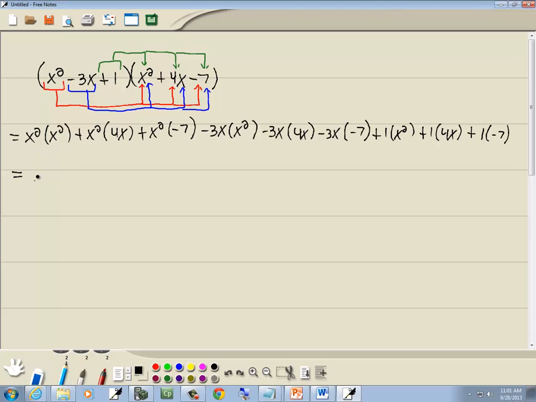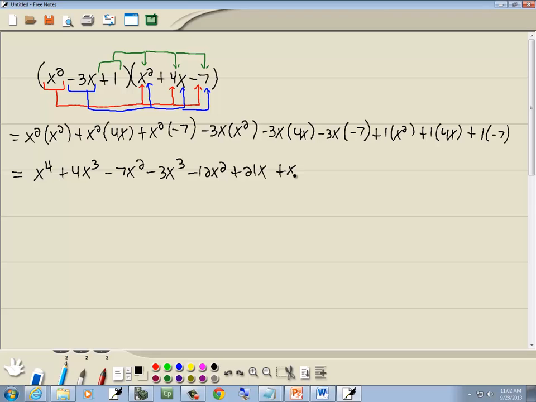Well, x squared times x squared is x to the fourth. X squared times 4x gives us 4x to the third. X squared times negative 7 is negative 7x squared. Negative 3x times x squared gives us negative 3x to the third. Negative 3x times 4x gives us negative 12x squared. Negative 3x times negative 7 is positive 21x.